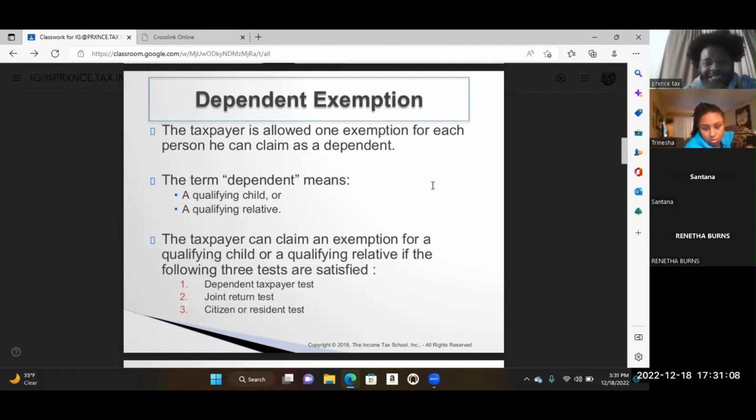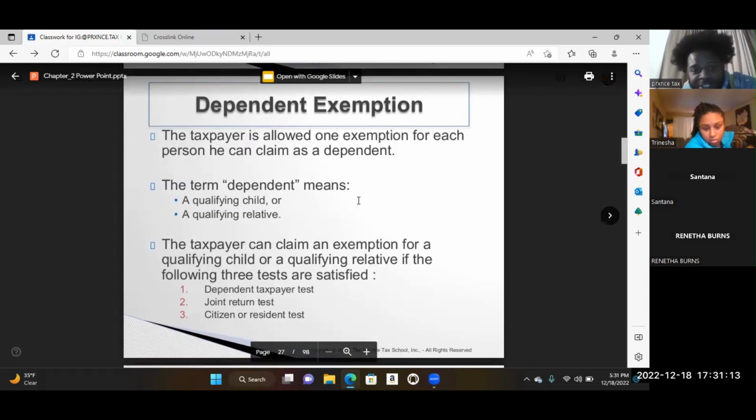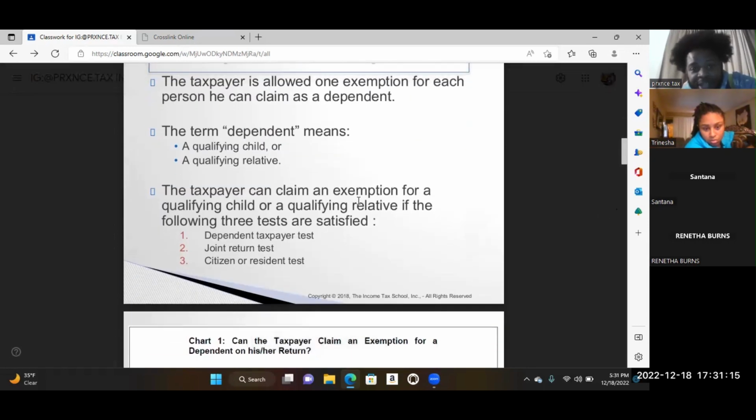All right, so dependent exemptions. The taxpayer is allowed one exemption for each person. The term dependent means qualifying child or relative, okay? So you can claim your uncle, you can claim your little niece, but you can't claim Jimmy Jew, who you knew up the corner. You can't claim him. You might know him. He might have been at your crib, but you can't put him on your tax return because he isn't a qualifying relative. Make sense?